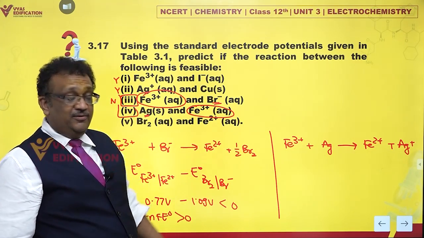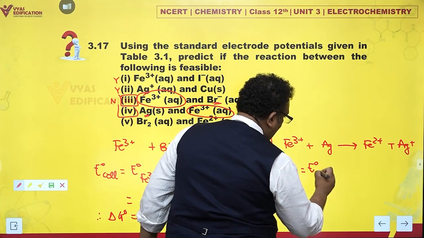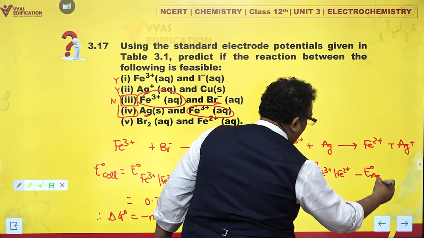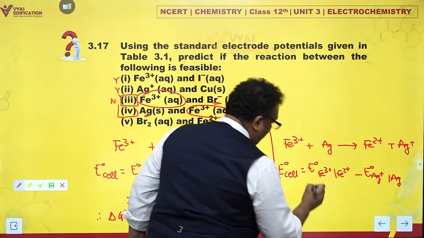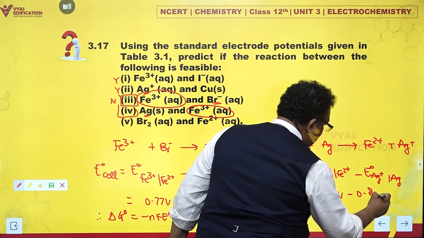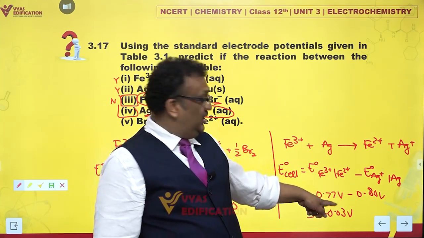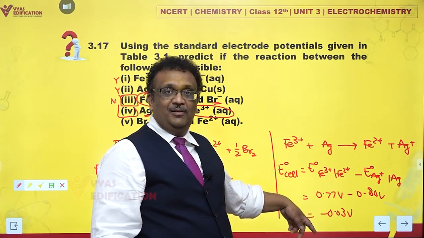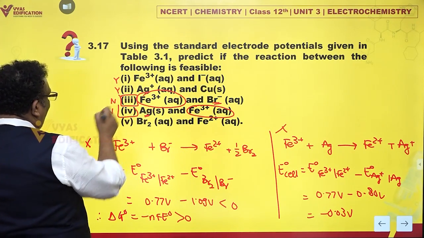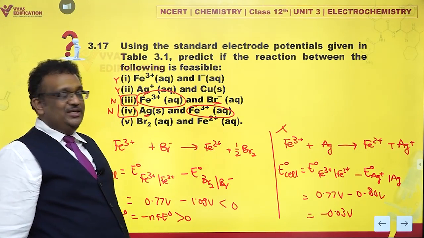Oh, what about the fourth one? Very similar. E naught cell is E naught of ferric ions to ferrous minus E naught of Ag plus to Ag. If I look at table 3.1 and discover the values, this is 0.77 volts minus 0.80 volts, which is minus 0.03 volts. Small, but nonetheless negative. It is negative. That means it's not feasible. No, it's a no. Yes, yes, no, no. And the last, bromine and ferrous intend to react.